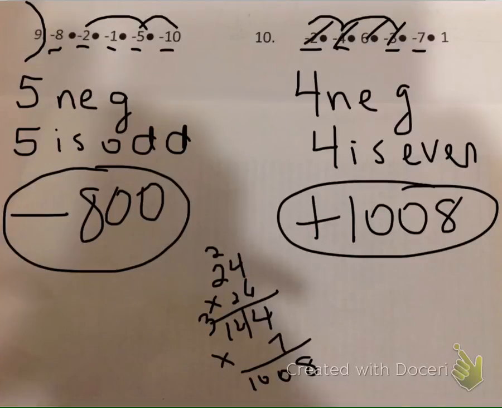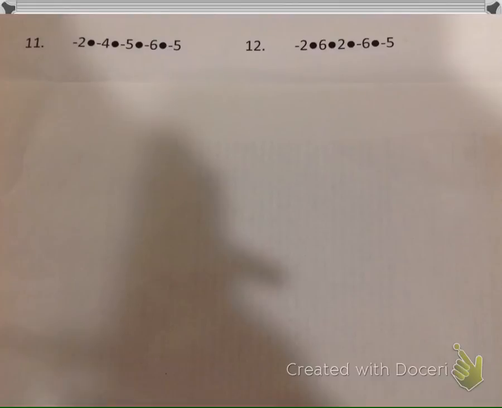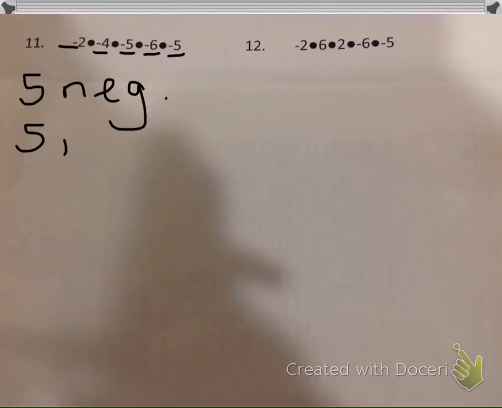Okay, next one. Again, pause the video. Try these on your own. Okay, we have 1, 2, 3, 4, 5 negatives. Okay, the number 5 is odd. So my answer is going to be negative. And how would I multiply this? Let's see. I would do 5 times 5 is 25. And then I would do 25 times 2 is 50. And then I would do 50 times 4 times 6, which is 24.